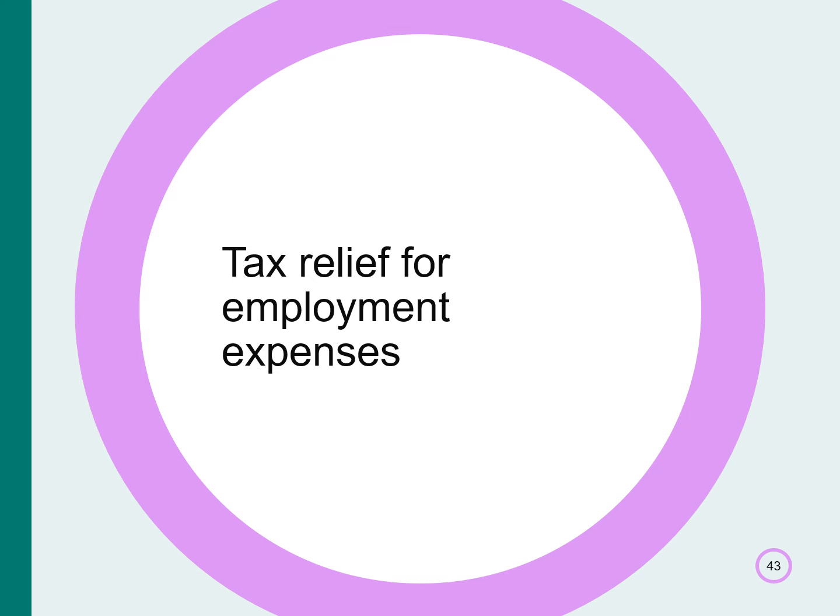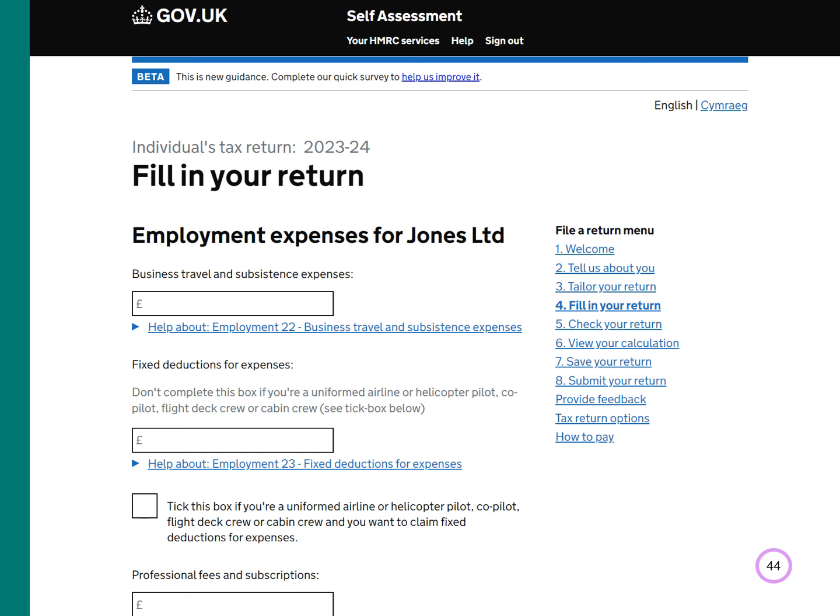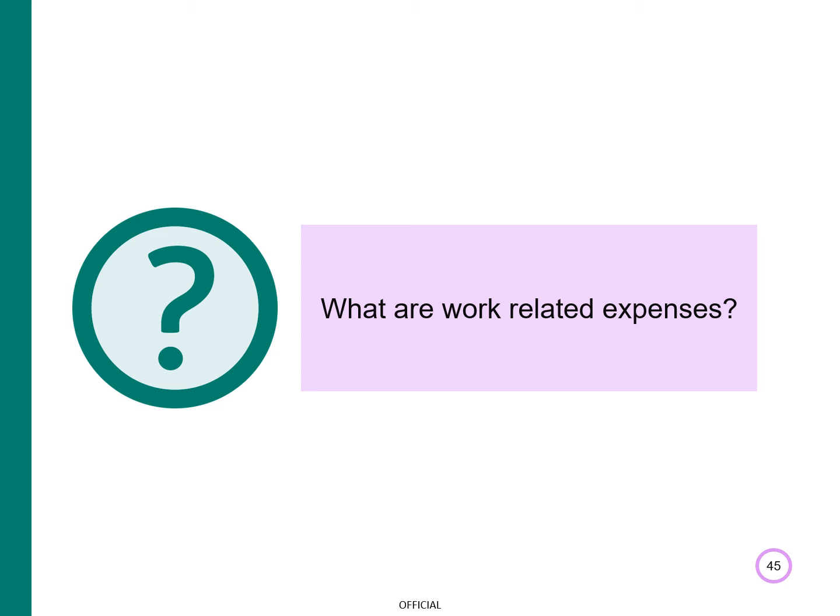We'll now look at claiming tax relief on work-related expenses on your tax return. So this page is for any employment or work-related expenses you are claiming tax relief on. If the expenses were included in your PAYE tax code for the year, you still need to tell us about them on this page. Before we look at filling in the employment expenses page, I'll just give you an overview of what we mean by work-related expenses.